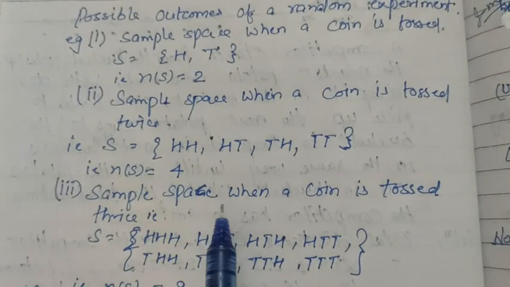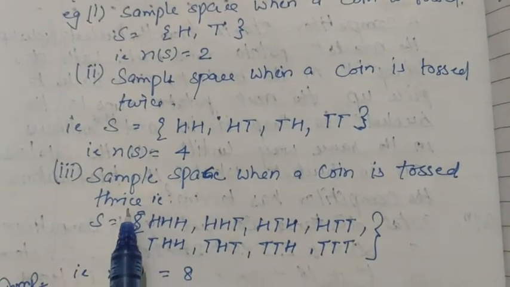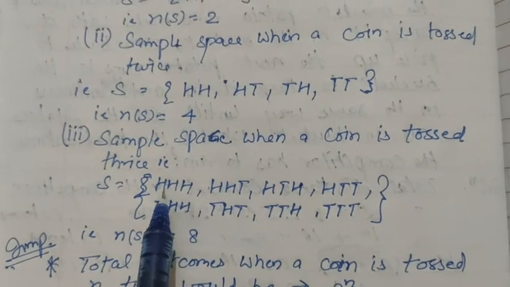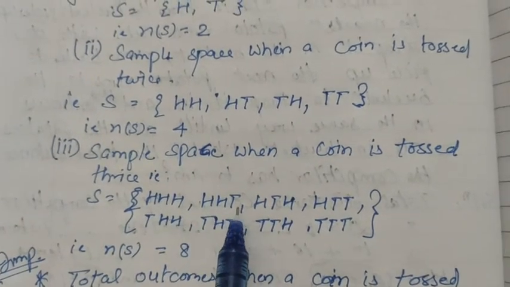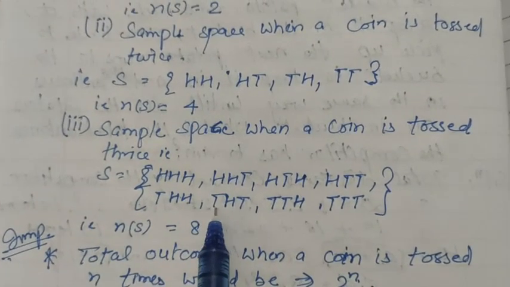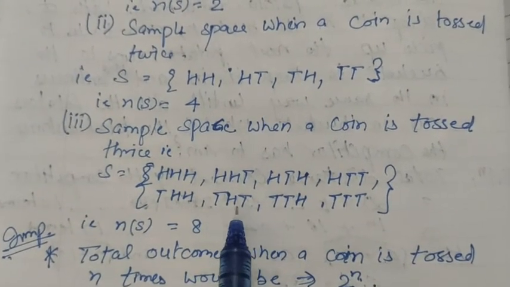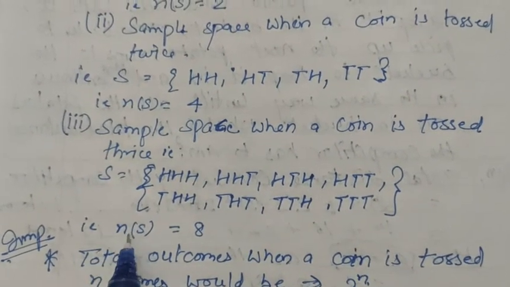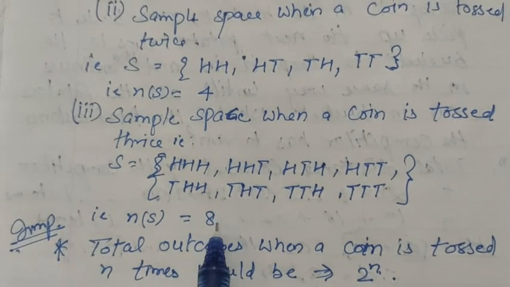Similarly, the sample space when a coin is tossed thrice will have the outcomes as head head head, head head tail, head tail head, head tail tail, tail head head, tail head tail, tail tail head and tail tail tail. That is, the number of outcomes in the sample space is 8.